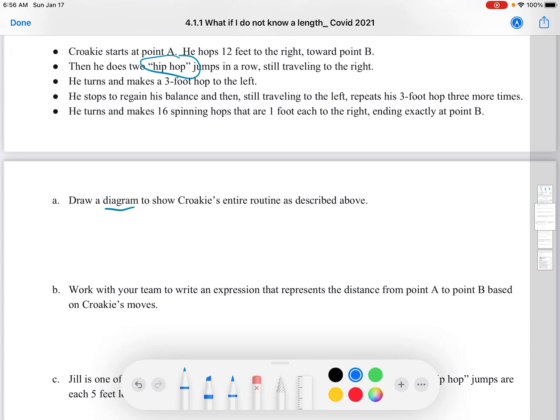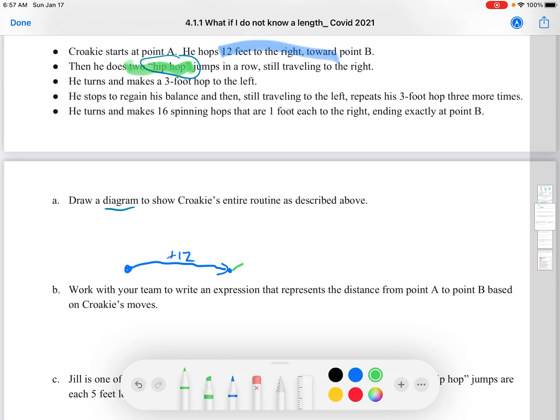Let's start with blue. As Croaky starts, he hops 12 feet to the right. So I'm going to start with this blue here, and so we have 12 feet to the right. Sorry about that. And so here we start. I don't know where it is, but it's a plus 12, to the right. Then he does 2 hip-hop jumps in a row, still traveling to the right. All right, so I'm going to use a different color for that because that will help us to see the color correlation here.